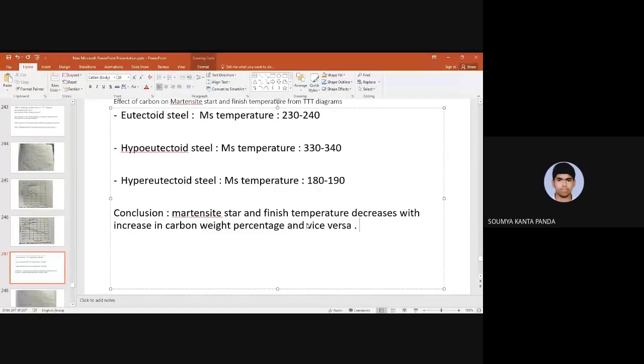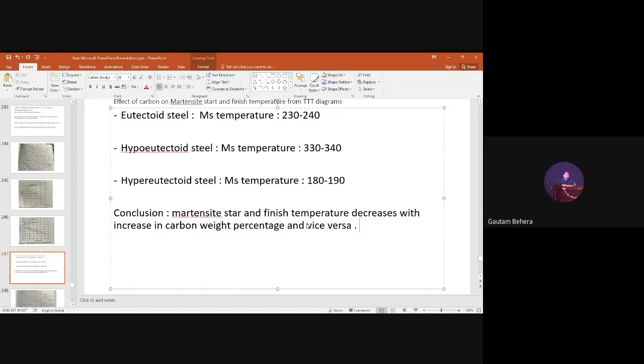What kind of problem can you face? Sir, as the temperature is very low, transformation may start. I'm asking about a problem. Already we have discussed that in hardening. Sir, incomplete transformation. Yes, incomplete transformation. Very good. So what is that incomplete transformation? Some retained austenite may be present in our sample. Very good.